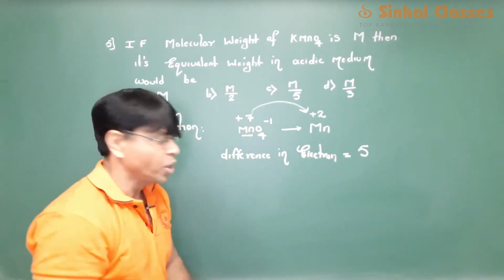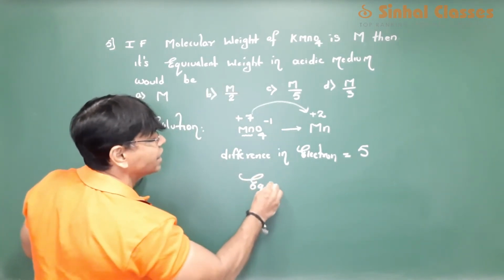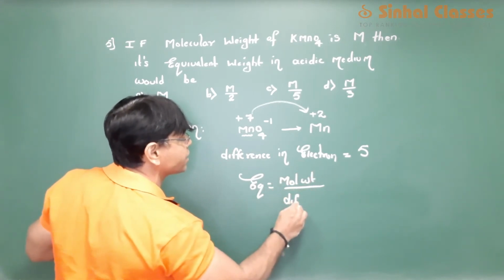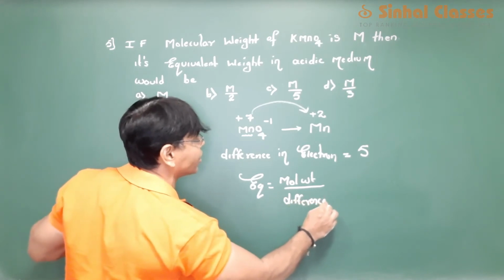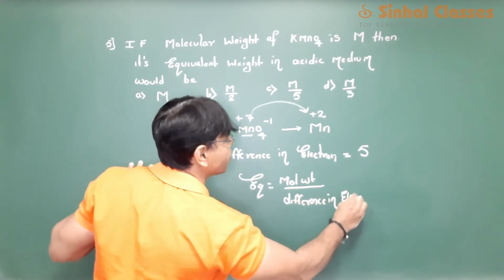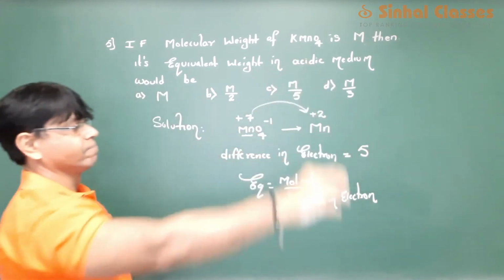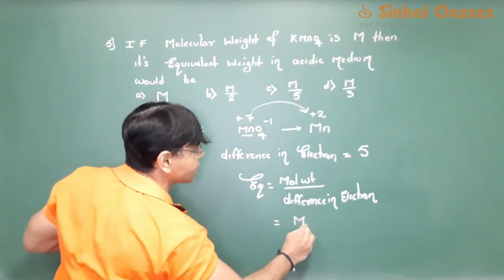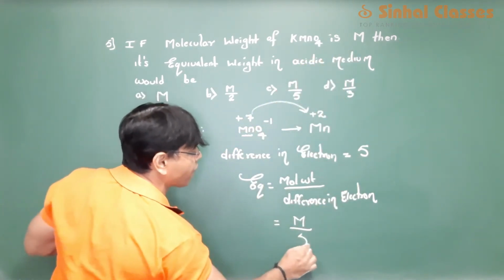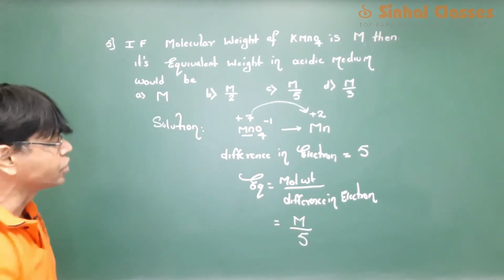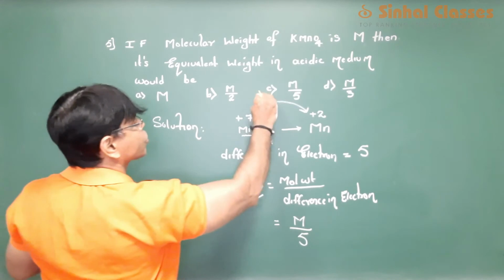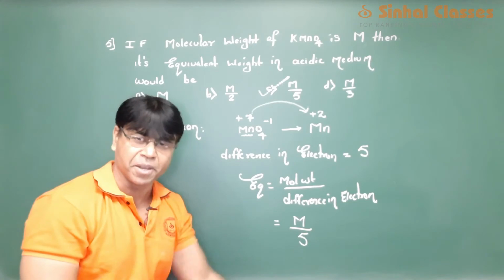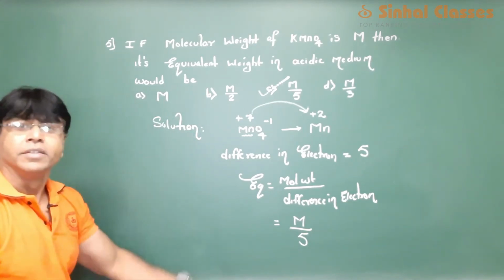If you want equivalent weight, it is given as molecular weight divided by the difference in electrons. So the molecular weight, they have given you M, and the difference in electrons in acidic medium you got as 5. So your answer for this question is M divided by 5. So the answer is C, which is the correct answer in acidic medium. Now let's go to question number 6.